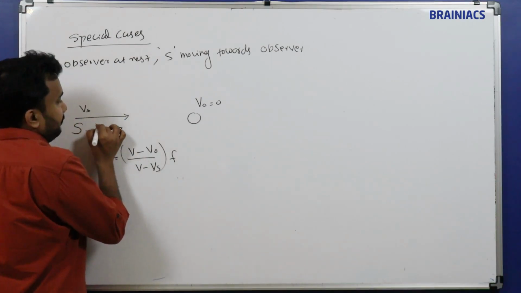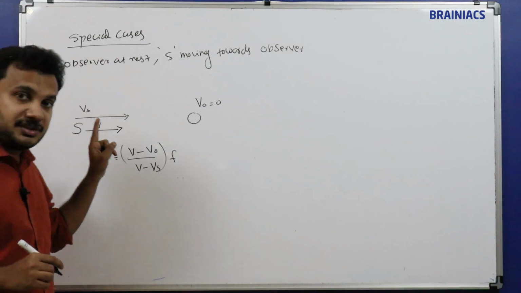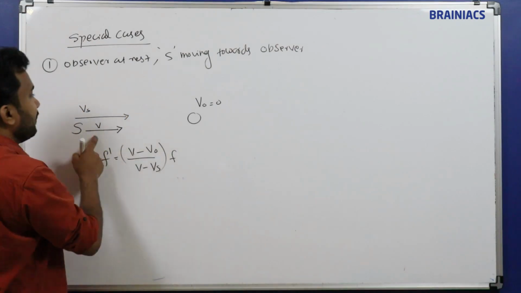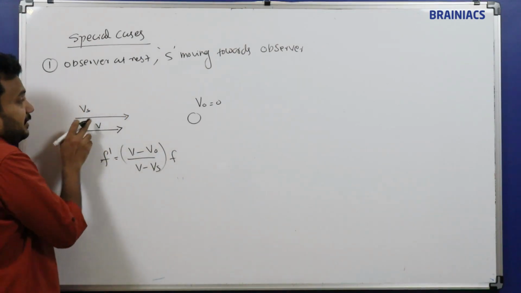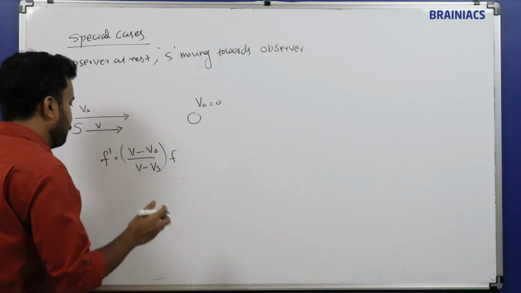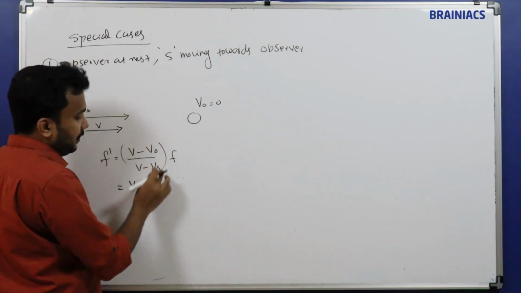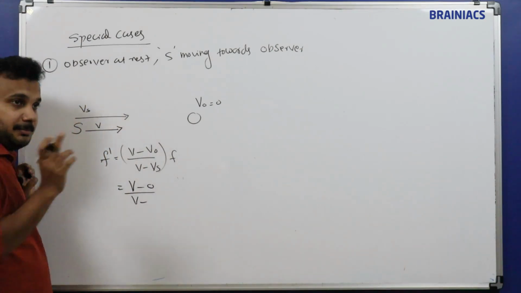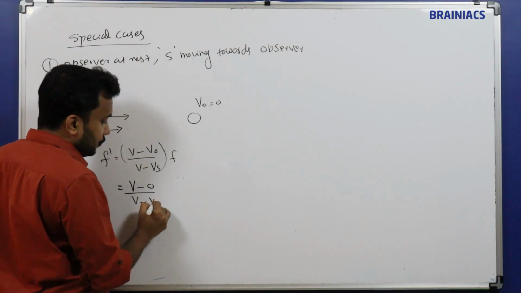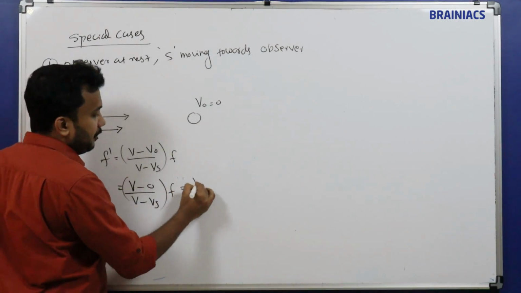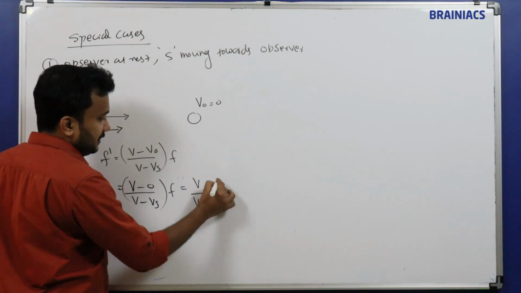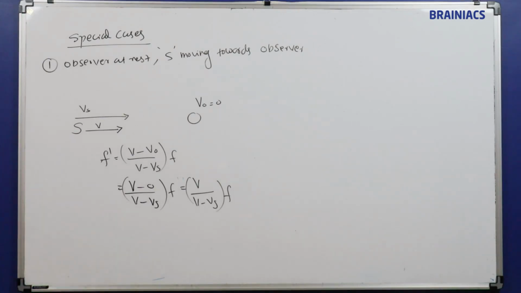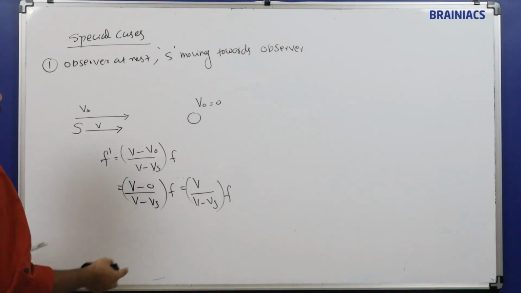The velocity of sound is the reference. The direction of sound velocity V is positive. So I will write V minus V naught is 0, so that goes to 0. Minus Vs is positive because Vs is in the same direction as V. So V minus Vs, into F. Then simplify, I will get V divided by (V minus Vs), into F. Do not memorize the equation by heart, because it changes from question to question. So that is the first case.